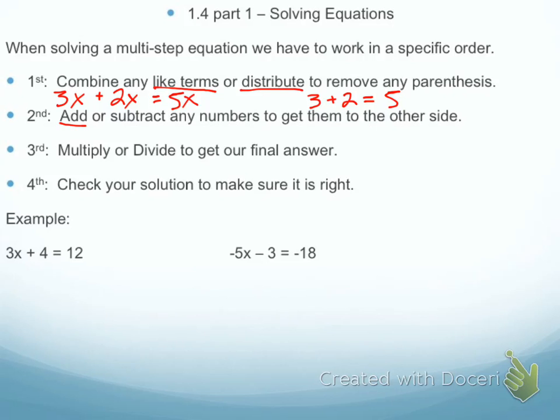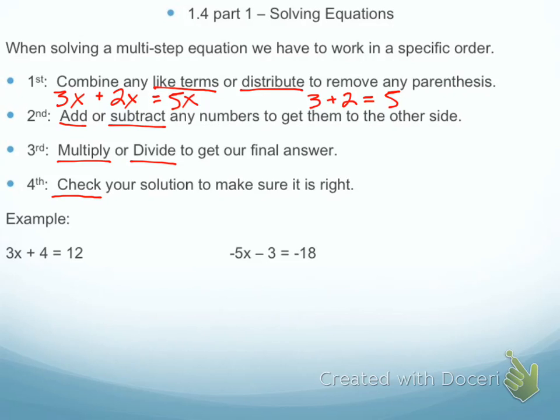Second thing that we're going to do is add or subtract any numbers to get them to the other side. What we want to do is get our x by itself, so we'll add or subtract constant terms to the other side. Then we'll multiply or divide to get our final answer. Whatever the coefficient for our variable is, that's what we will multiply or divide by, trying to get it to be a 1x. And then the last thing is we can check our answer to make sure that it's right.